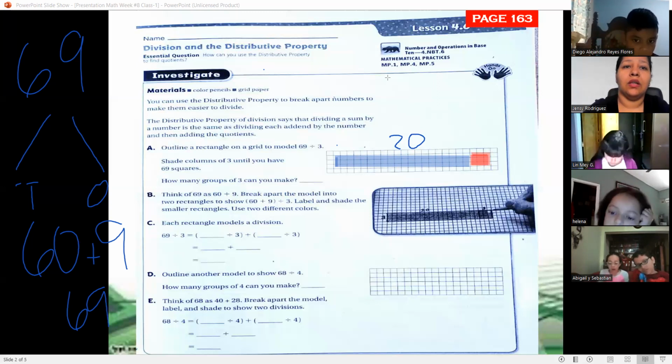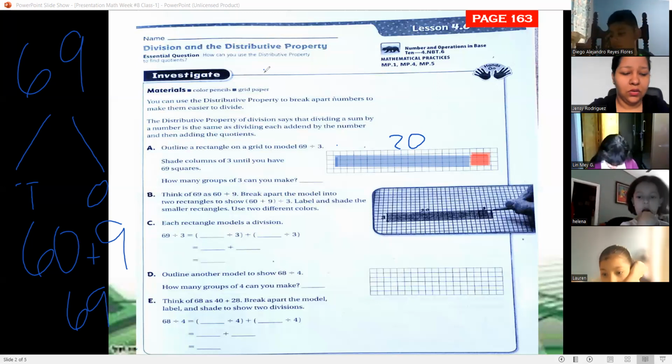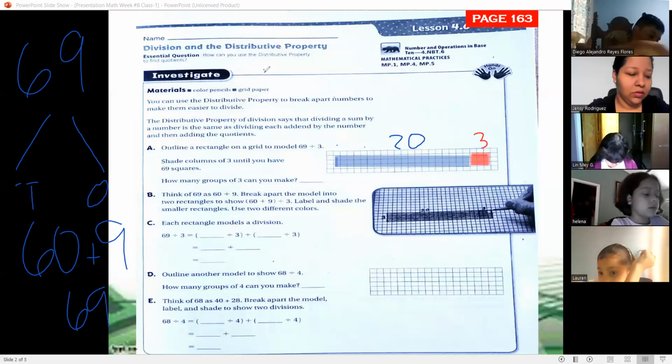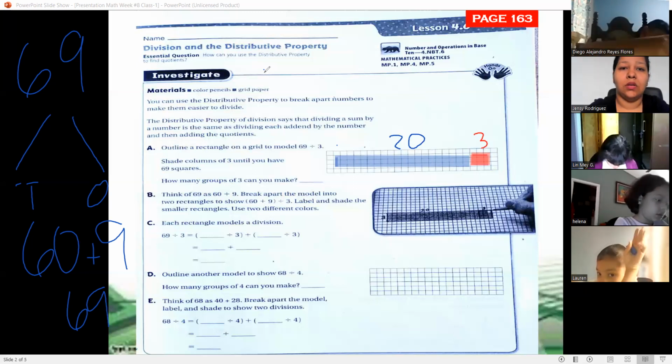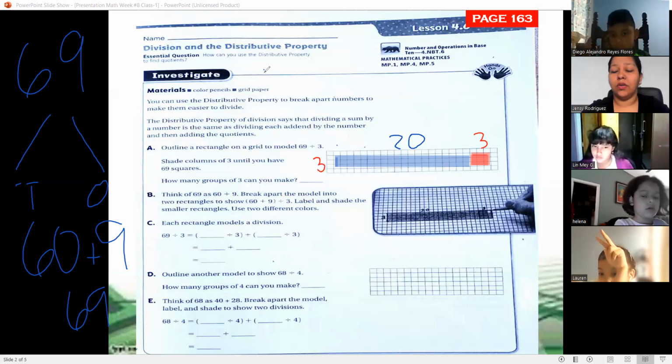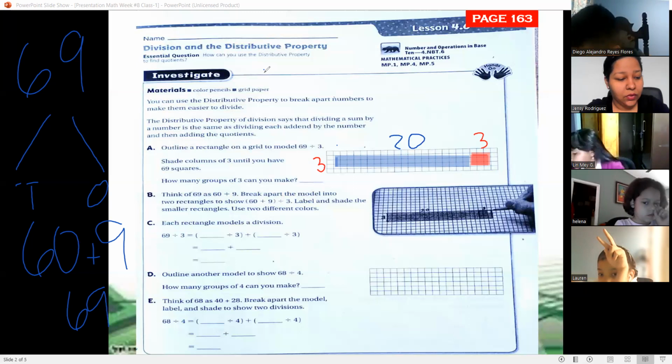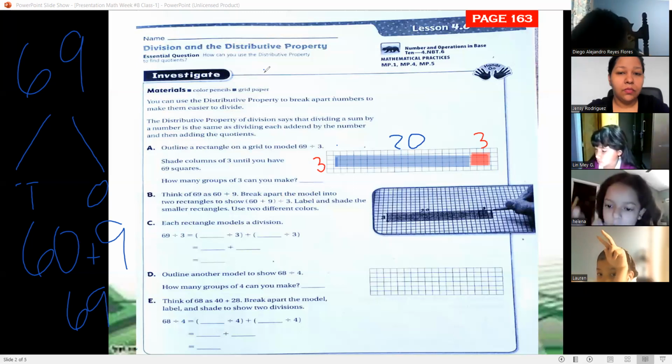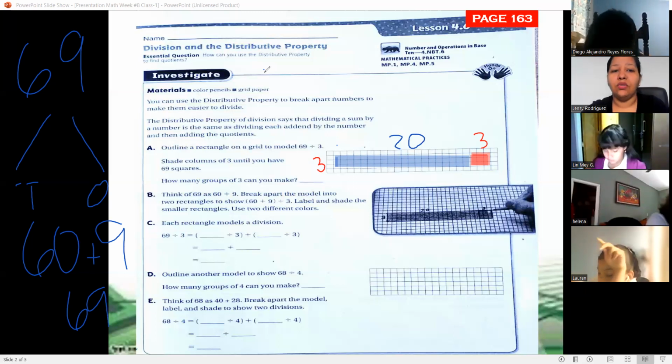Okay. Do we have to color 3 squares or only 2? You can do it like that. You can do it in the way that I'm doing right now. Okay. So if we try to multiply this, think of the 69. This will be the next thing that we're doing.